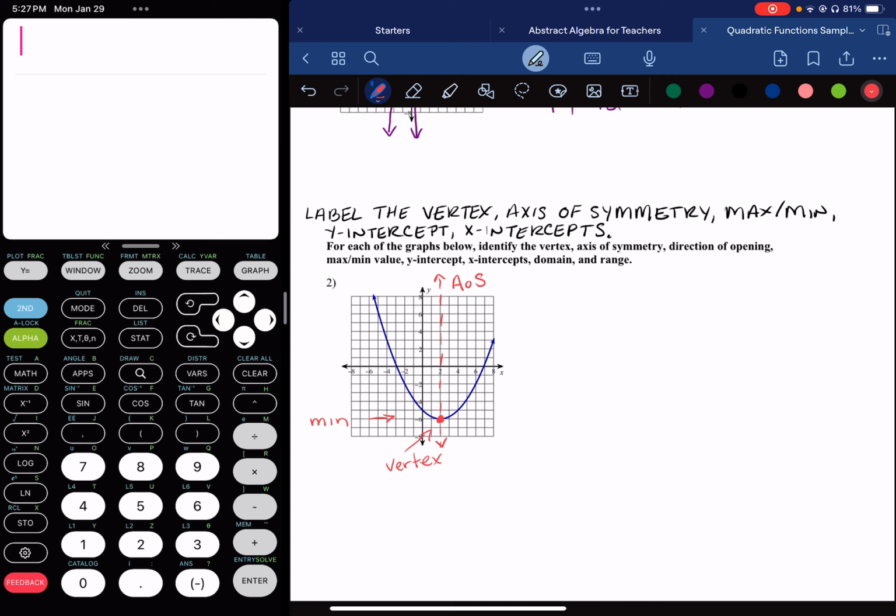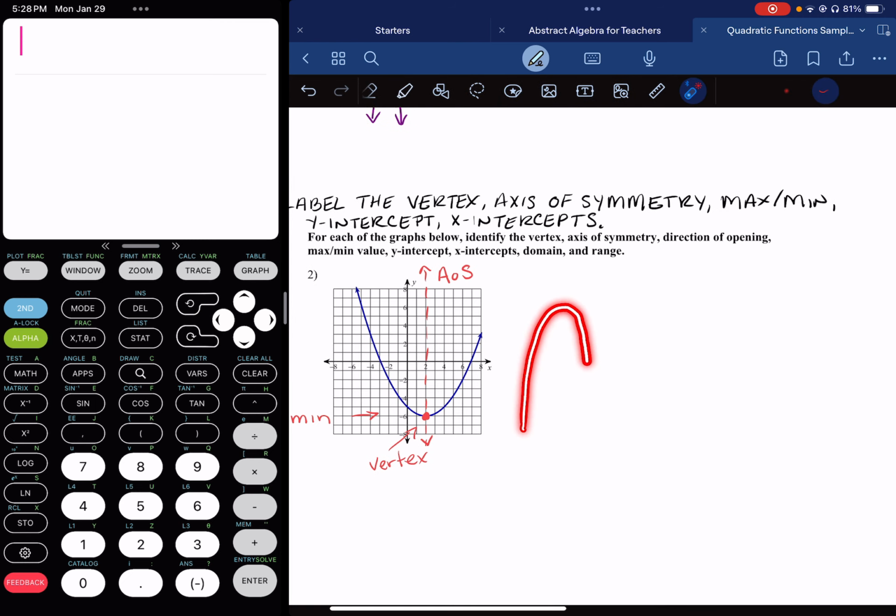Okay. If your parabola opens in the other direction, if it looks something like this, you would have a maximum value at the high point, the top of the mountain.